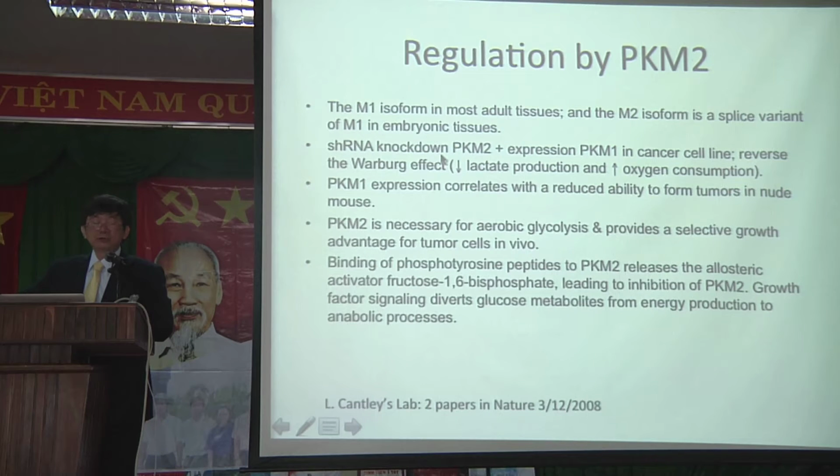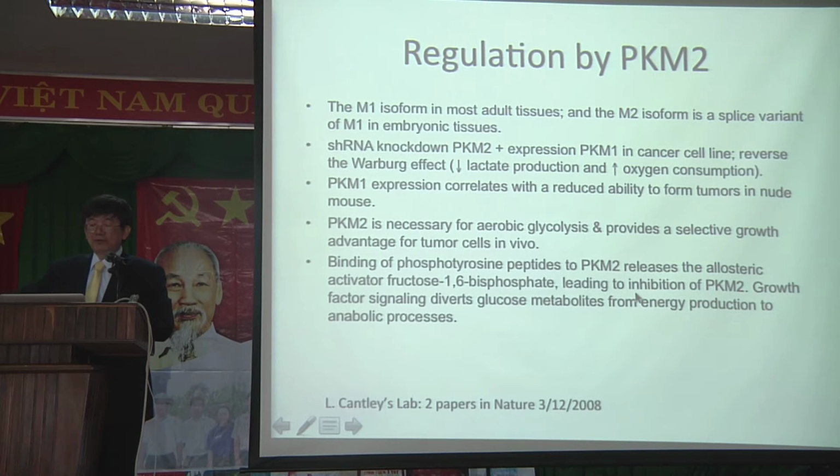So if you knock down the PKM2 with the shRNA and then re-express the PKM1 in the cancer cells, this reverses the Warburg effect. Okay? This decreases lactate production and increases oxygen consumption. If you express the PKM1, it correlates with a reduced ability to form tumors when the cells are transplanted or xenografted into nude mice. The PKM2 is necessary for aerobic glycolysis and provides a selective growth advantage to the tumor cells in vivo.